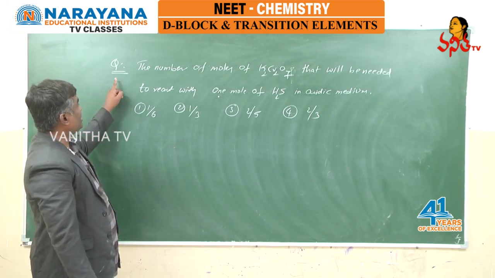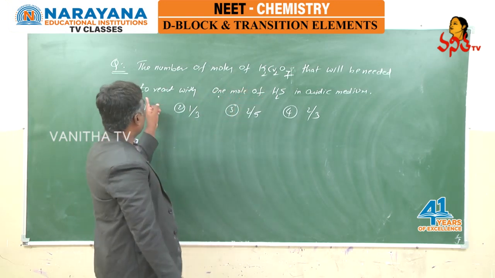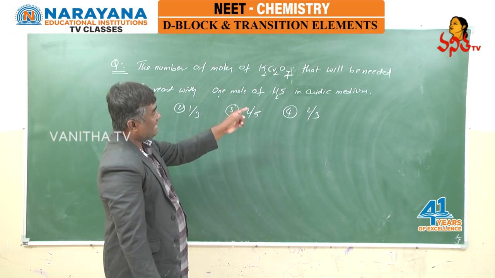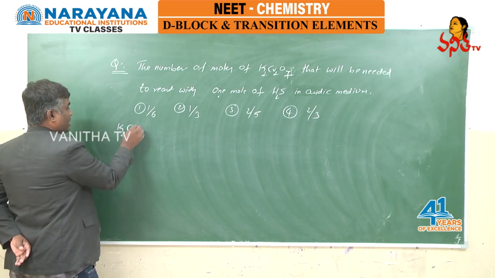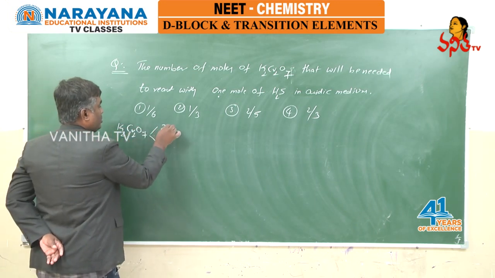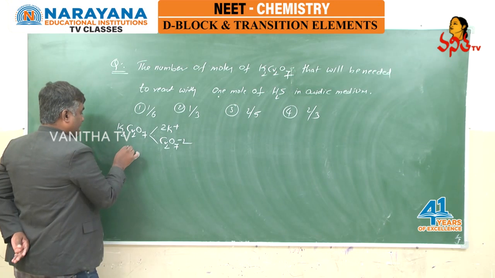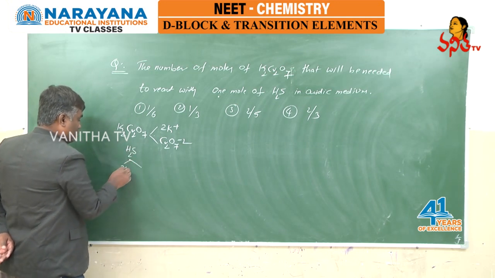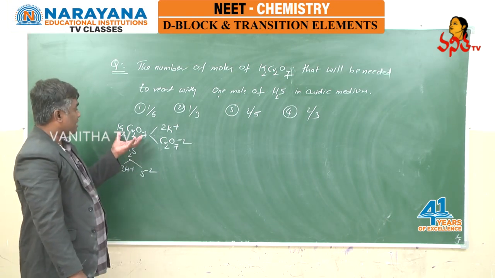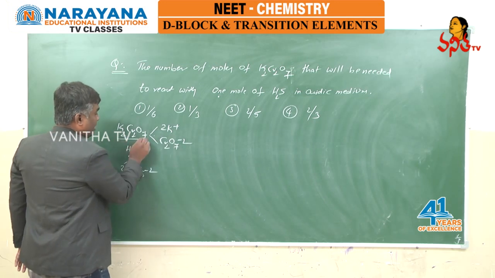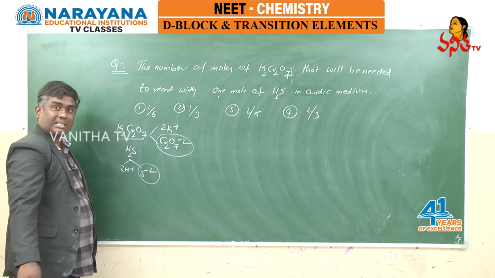Now, the given question is: the number of moles of K2Cr2O7 that will be needed to react with 1 mole of H2S in acidic medium, they are asking, students. And here, K2Cr2O7 you can break into 2K⁺ and Cr2O7²⁻, and at the same time H2S you can break into 2H⁺ and S²⁻. Means in ionic reactions, in place of potassium dichromate, I can use dichromate ion, and in place of hydrogen sulfide, I can use sulfide ion.